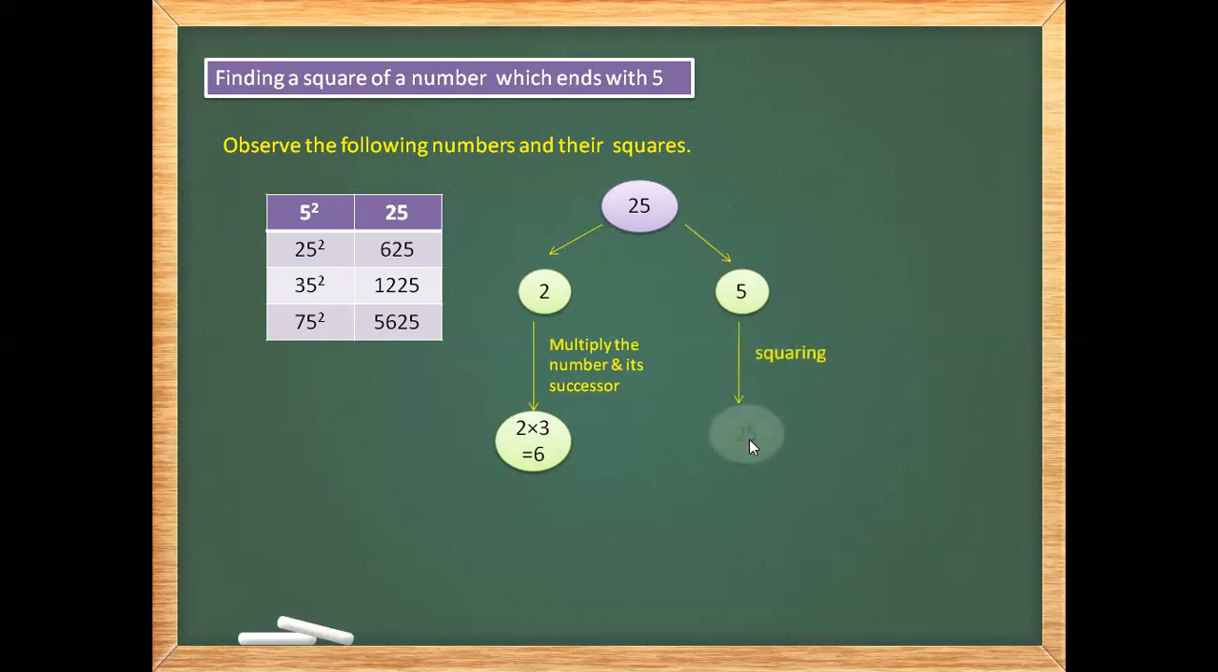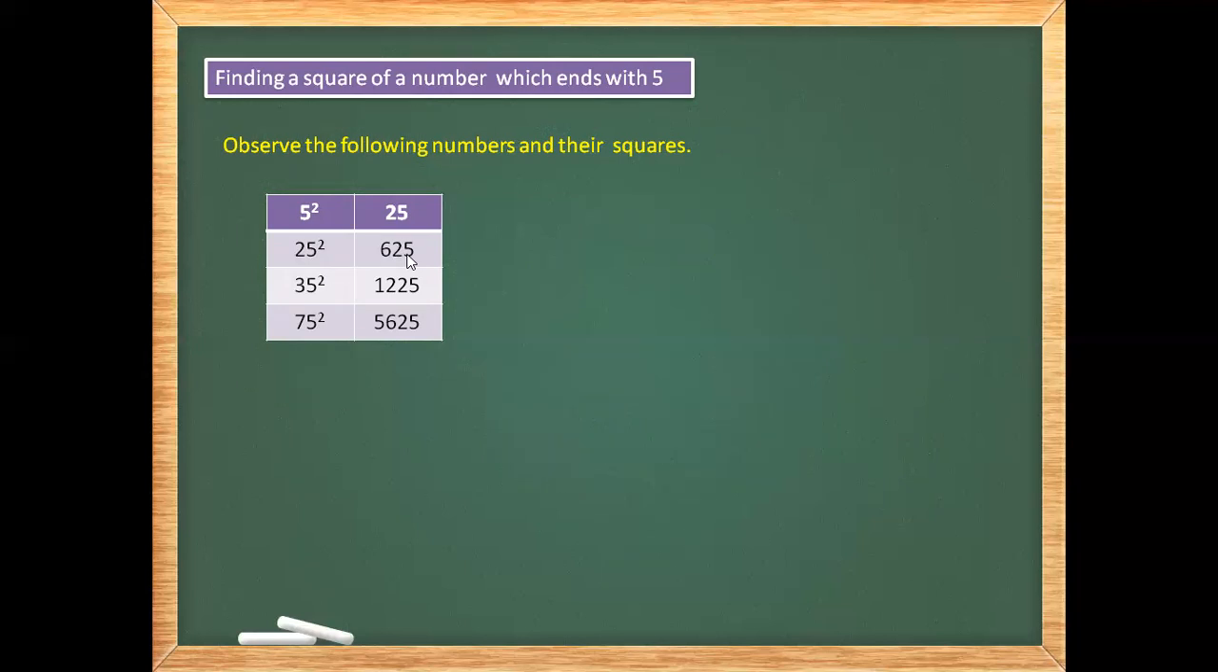You are getting 25. And now you got this number. This is 6 and this is 25. Now what you have to do? Just write them together like this. 6 and 25 means 625. And see children, what is the square of 25? Yes, it is 625. Let's consider one more example.